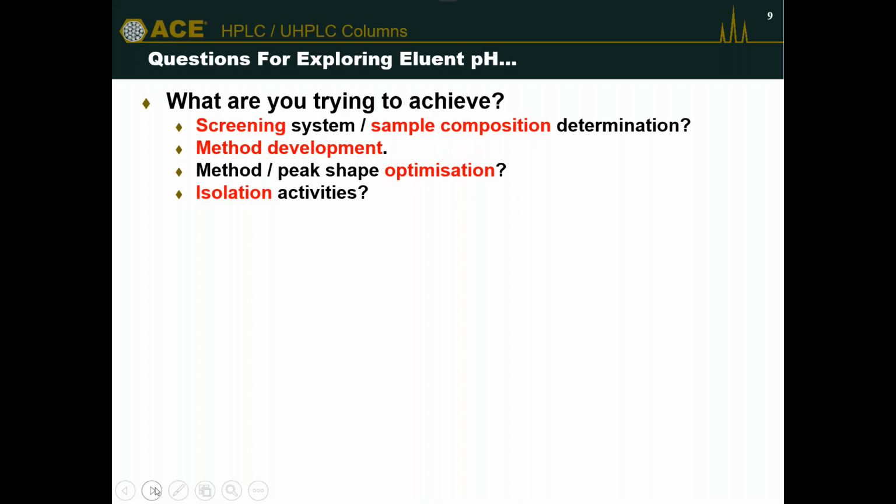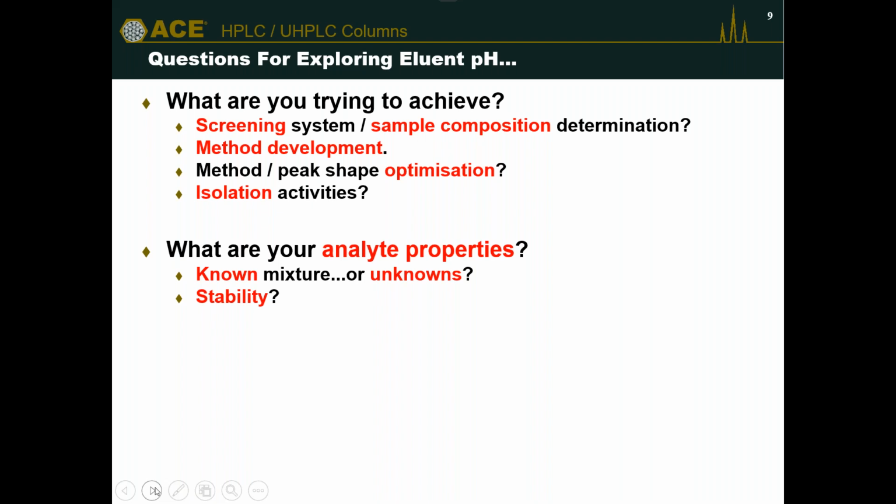What am I trying to achieve at the end of the day? Do I want a final method with a certain runtime and a certain resolution between my critical peak pair? So all of these parameters need to be determined at the start. Do I want to purify my compound at the end? If it's a base, then maybe I want to run that at high pH to achieve a better loadability.